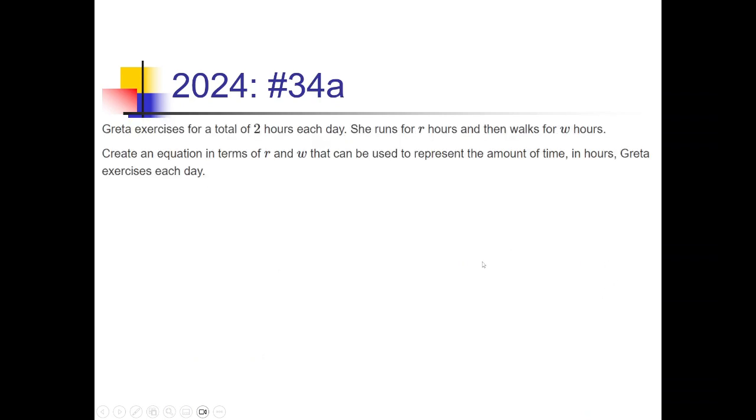And that's it. For number 34, this is a multi-step problem involving some systems of equations. In our first part here, we have Greta exercising for 2 hours each day. She runs R hours and then walks for W hours. They just want us to create an equation with an R and a W in it that can represent the amount of time in hours that Greta exercises each day. So we can write in general that the number of hours running, R, plus the number of hours walking, W, all of that should add up to the 2 hours that Greta is exercising each day. So we'll write equals 2. And we're assuming that she's not doing anything else for exercise.